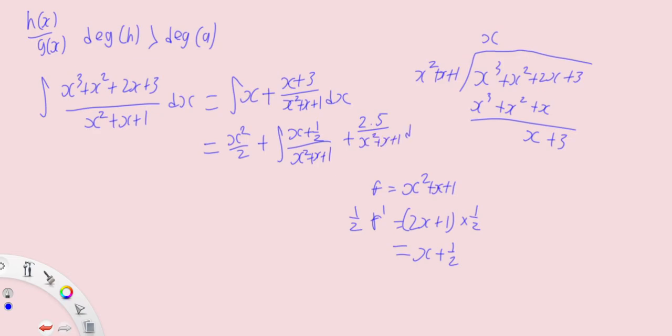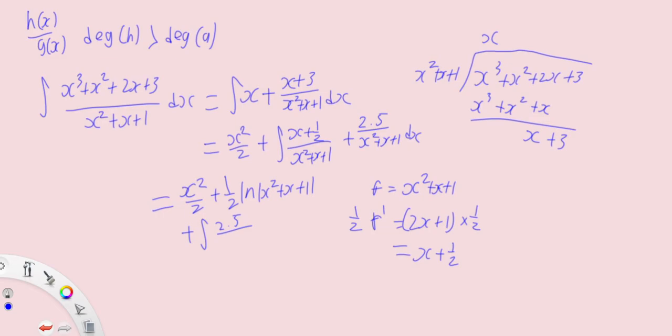Plus 1 dx, okay? Thereafter, keeping the x squared over 2, I already figured out that x plus half is basically half f prime, so I get half ln x squared plus x plus 1. Now I'm left with the 2.5, right? The 2.5 over x squared plus x plus 1.